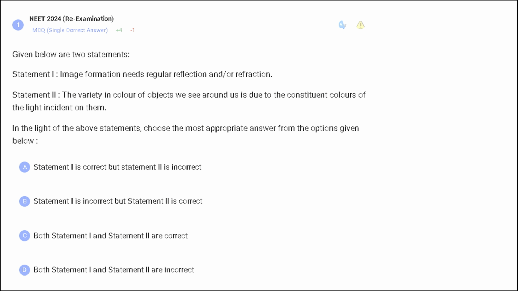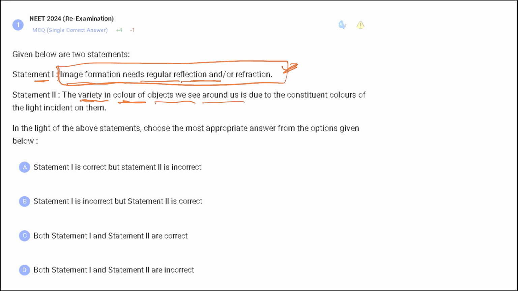Now the next question is about image formation. Statement 1 says an image is formed by regular reflection or refraction. Very good. The first statement is 100% correct. It means for forming any image we need either reflection or refraction in optics, right. Second, they say that in a variety of colors, if you want color, an object is seen colored due to the constituent colors of the light incident on it.